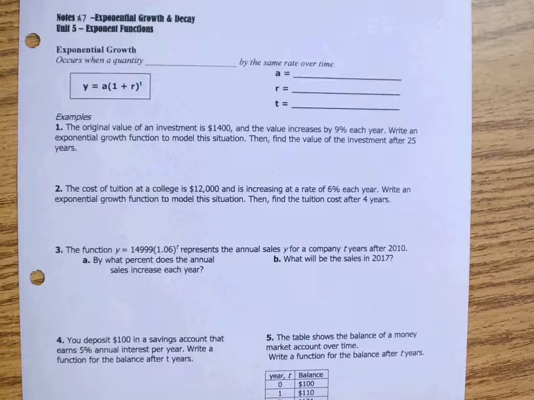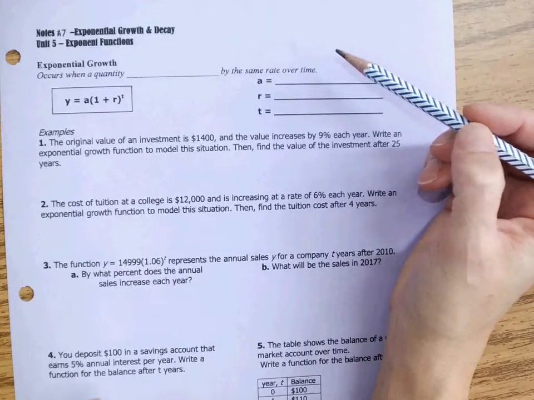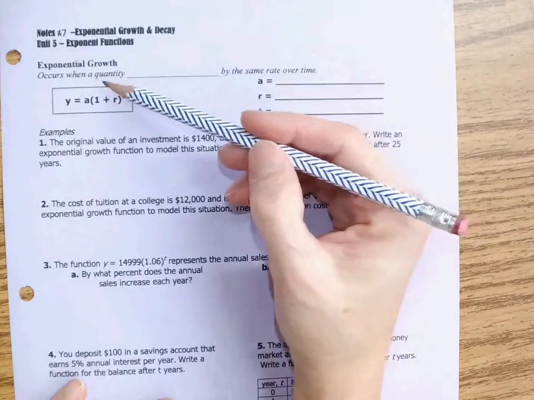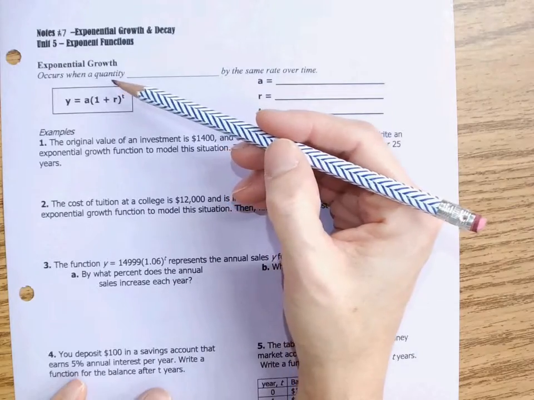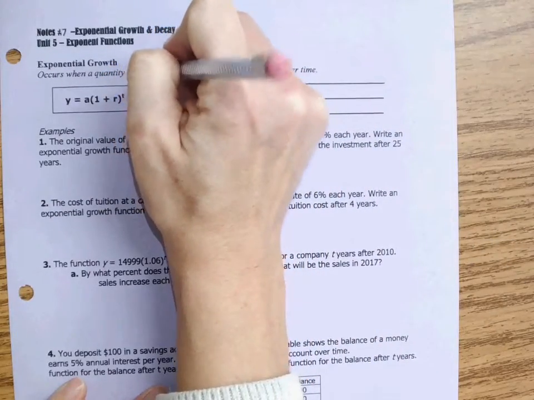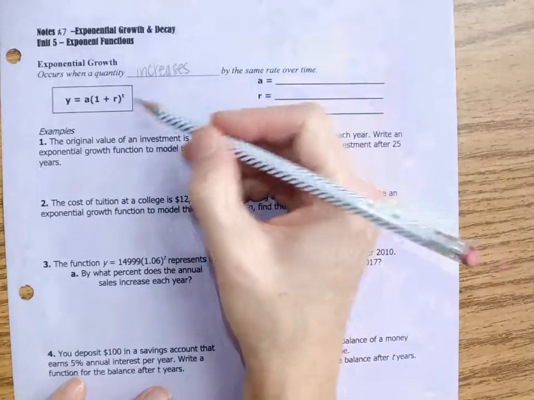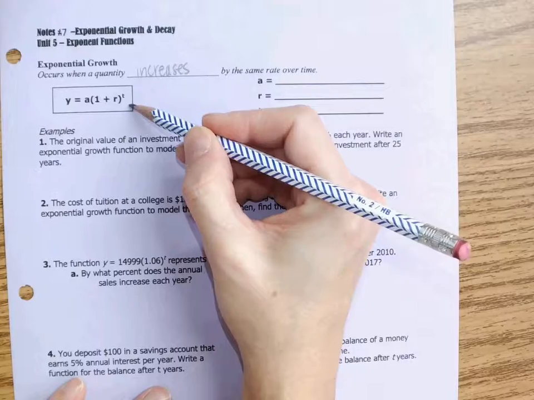All right, we'll go ahead and get started with our notes today. So today we are talking about exponential growth and decay. We're going to start on the front side of our notes talking about the exponential growth. So what I have is just a quick definition. This occurs when a quantity increases by the same rate over time. And then I have my formula right here for you.